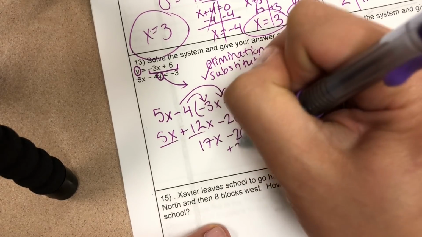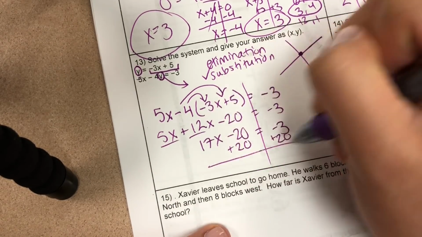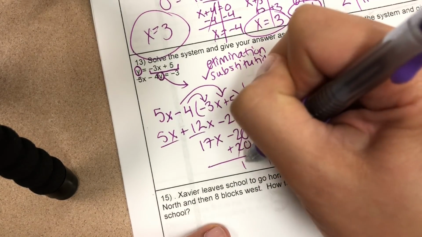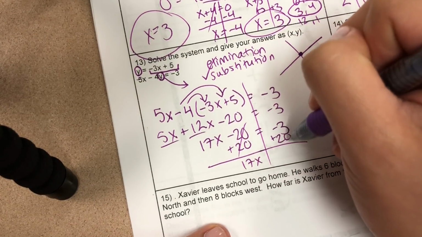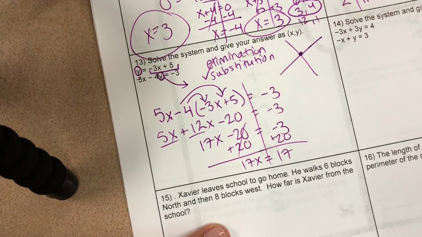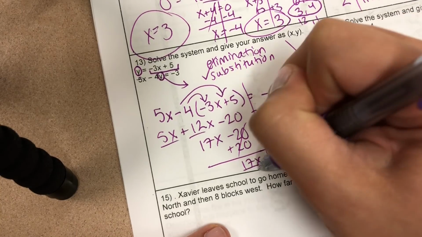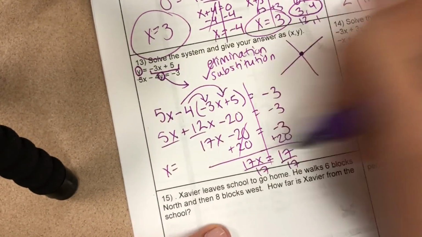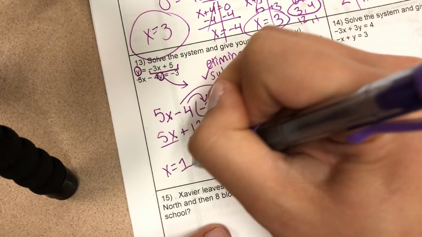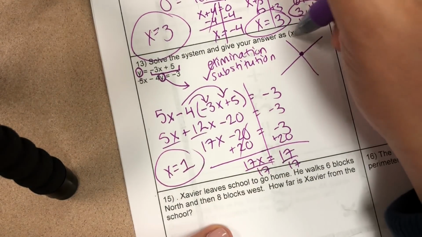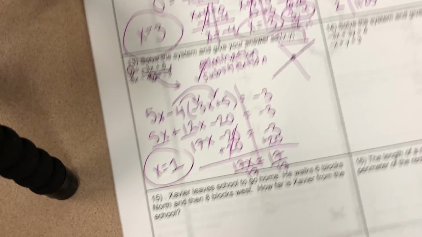Trying to get x by itself, I add 20 to both sides. These cancel. I drop down 17x. Negative 3 plus 20 is positive 17. Divide by 17 on both sides. My x value, 17 divided by 17, is 1. But I'm not done because it's asking for x comma y.